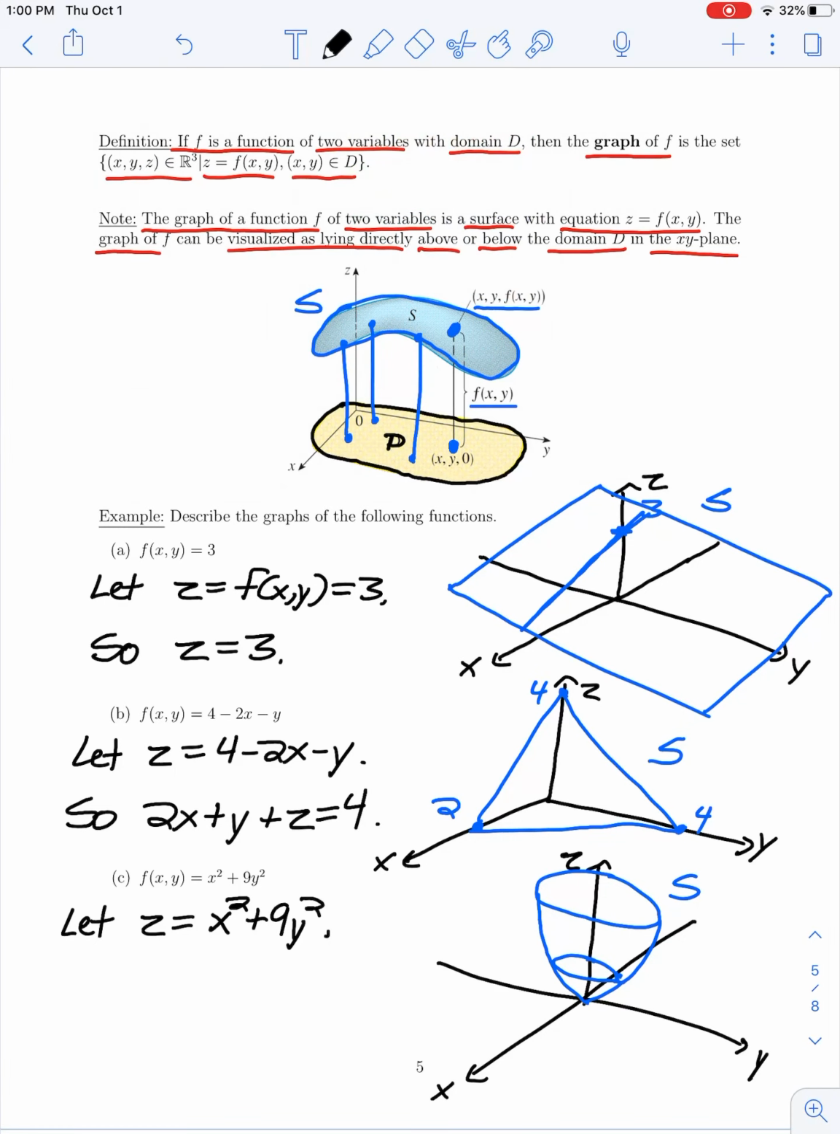So here in this problem, we were asked to describe the graphs of our surfaces. We've sketched them here. To give our description in part A, we could say that we have a plane. In part B, we have, again, a plane. And then in part C, we had an elliptic paraboloid centered about the z-axis.